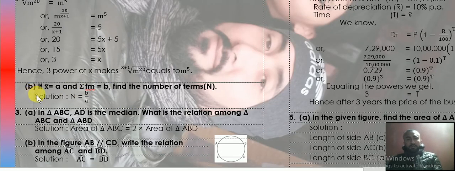So regarding question number 2b, here you can just write the formula, that's number of terms n is equal to summation of fm divided by x bar, that's mean, so that's b by a.